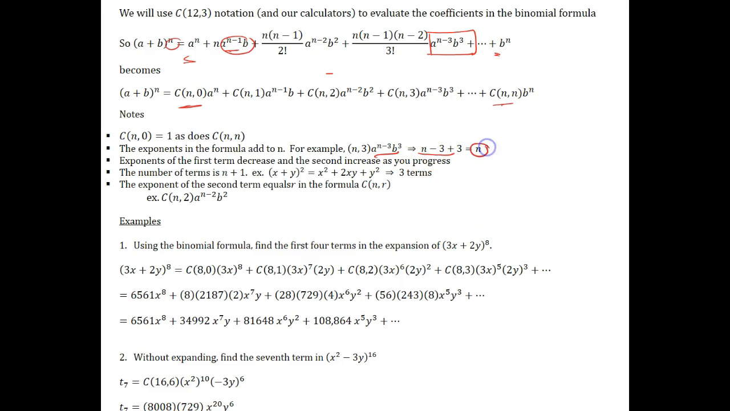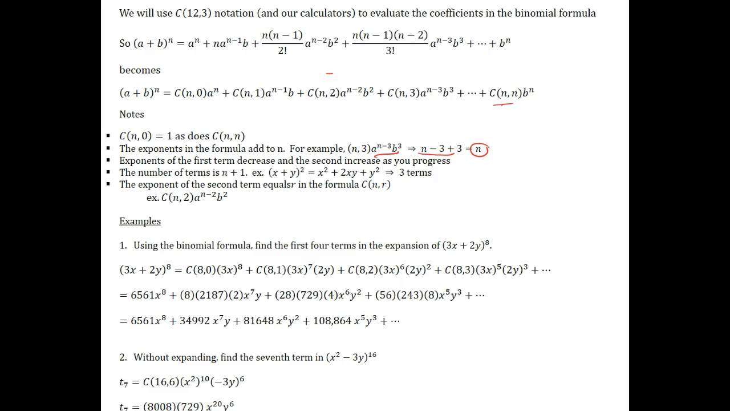And equals n. So that's one of the patterns you could always use. Likewise here, n minus 2 plus 2 is n. You'll also notice as well, as you increase, the n terms decrease. The n terms will decrease as you go.